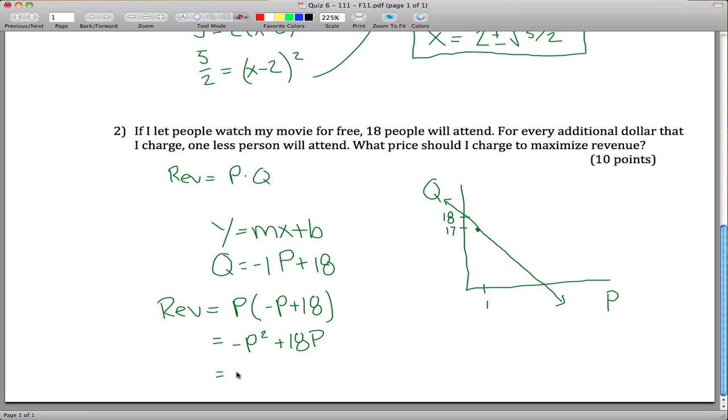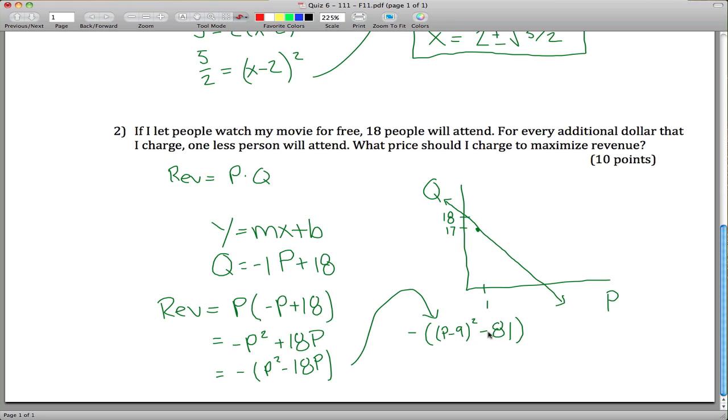So let's see, if you factor out a -1, you get p squared minus 18p. Again, kind of running out of room, so we'll jump up here. Now we can do the completing the square step. On the inside of these parentheses, we have p squared minus 18p. So what we write is p minus 9 squared. But the problem is p minus 9 squared is not the same as p squared minus 18p. We end up with 81 too many over here, so you have to subtract that 81.